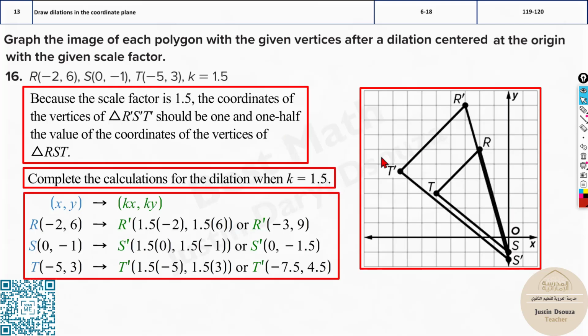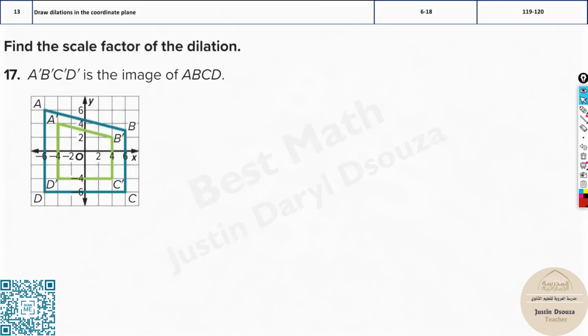And here as well, it's expanded by 1.5. Here as well, we have to do the same thing, but now we have to find the scale factor. See, A prime, B prime, C prime, and D prime. Because it's prime, it's the dilated image. This is the newly formed image. It's inside. So you should know the original image is bigger, so the scale factor is less than 1. K will be less than 1.